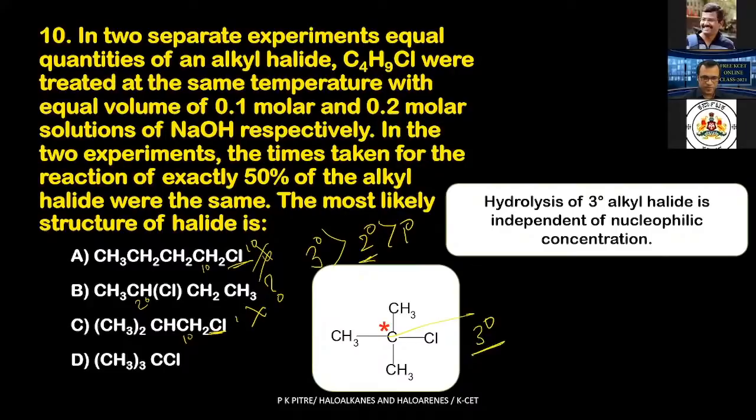And therefore, the most likely structure of the halide is nothing but our third one, because it is tertiary. These all are isomers of this particular one. So that's why I said you should write the structures for all the things and just see which one is stable for this particular kind of reaction. So the option is D.